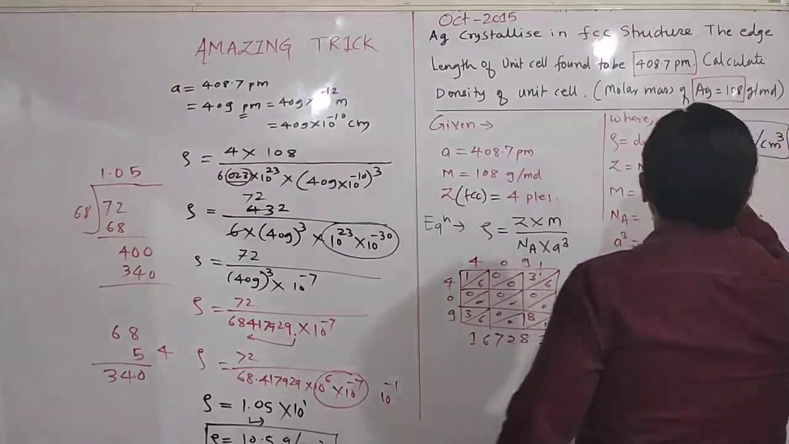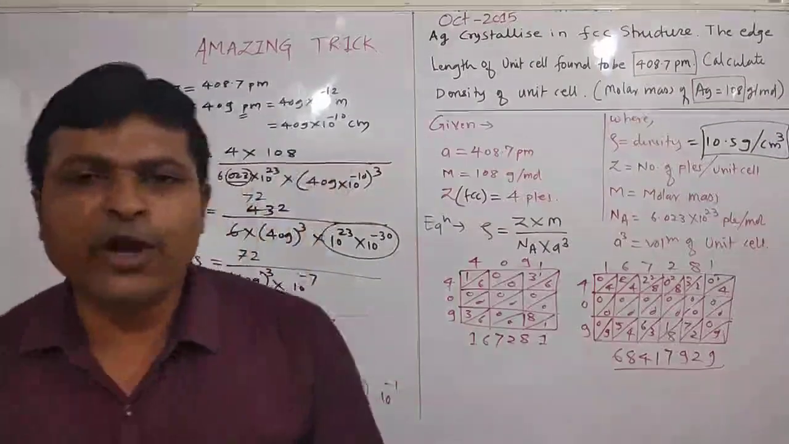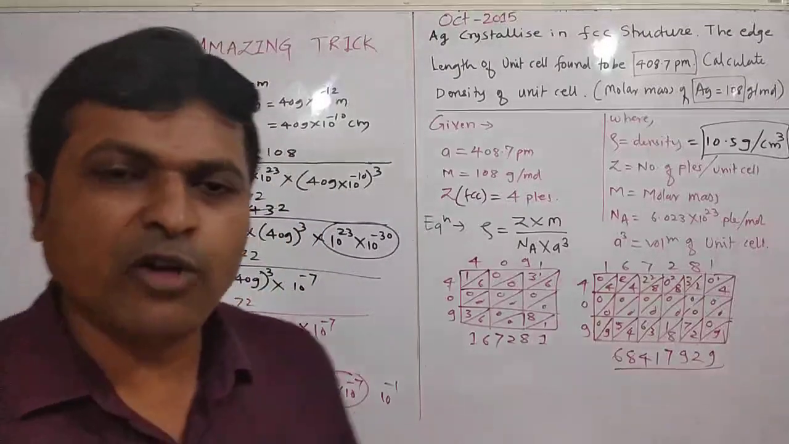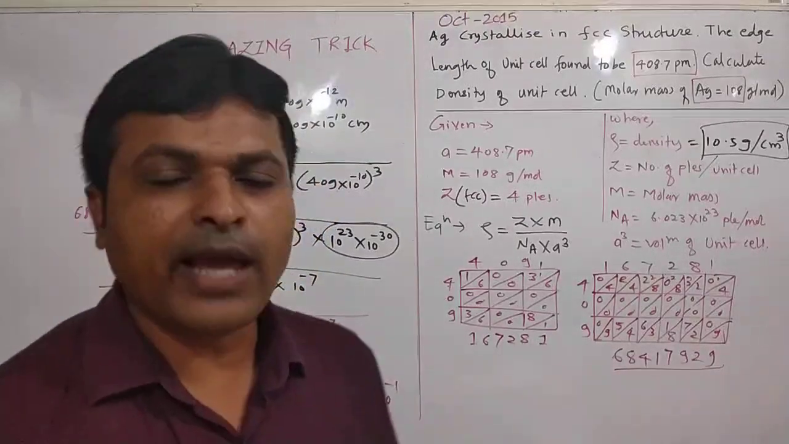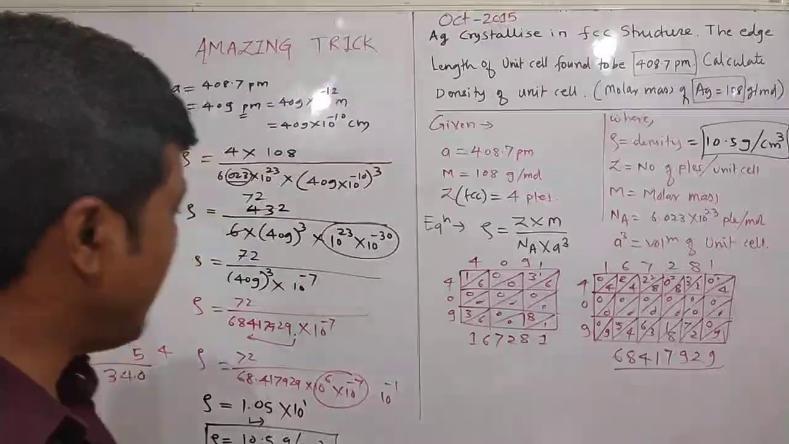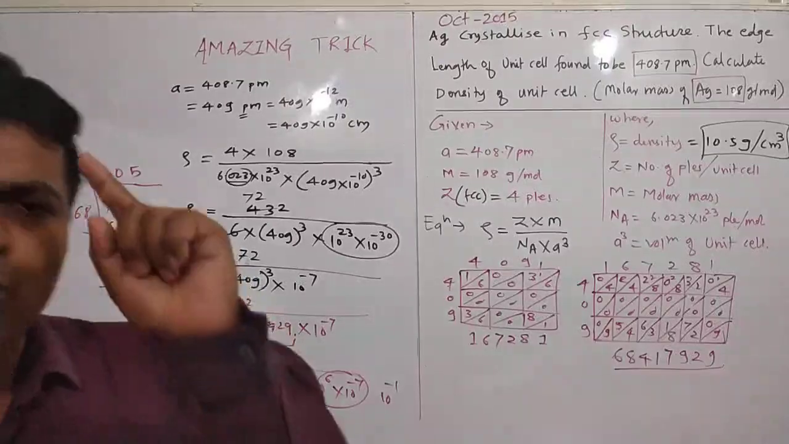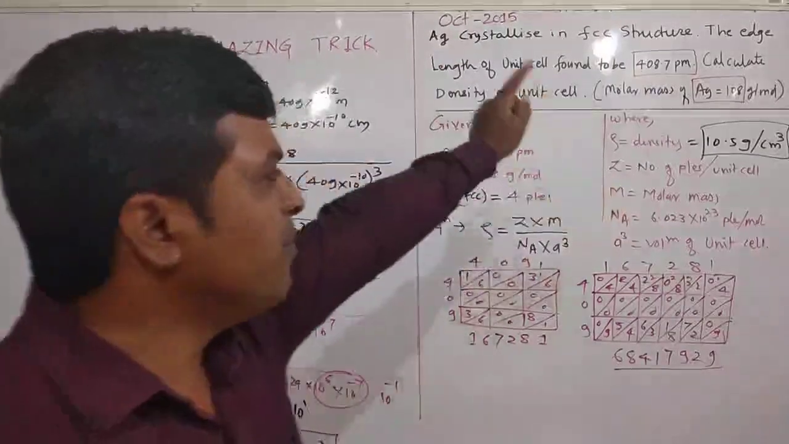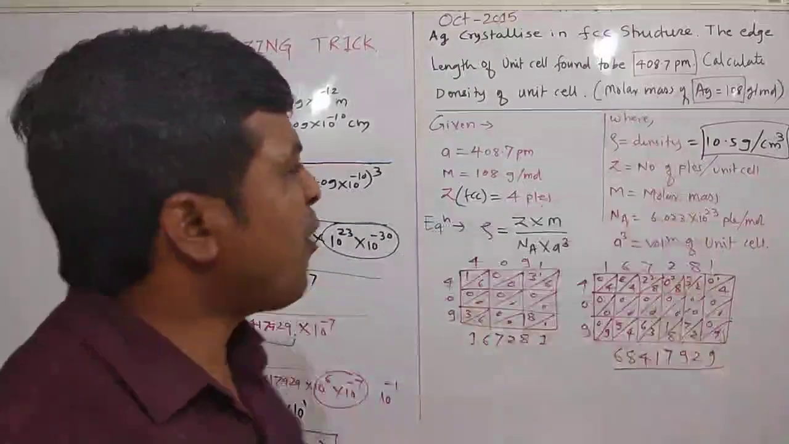It is very simple. The next video, again, is for tricks to solve numericals without calculators and log tables. You can also do it with a calculator. The answer remains the same. If you do the calculations with a calculator, the answer remains the same. It should be 10.5 gram per cm cube.